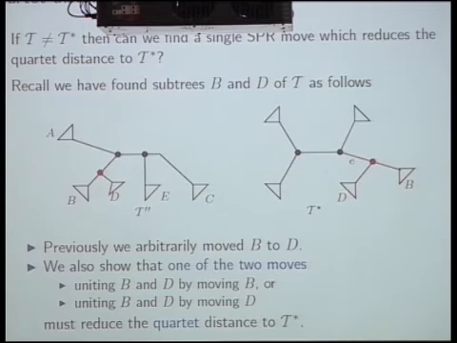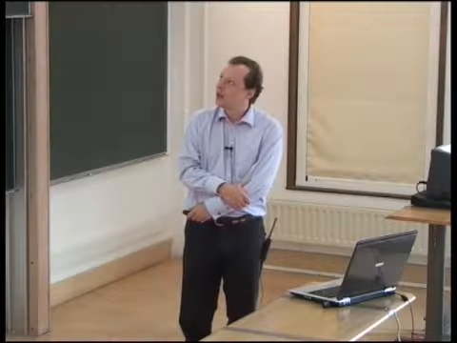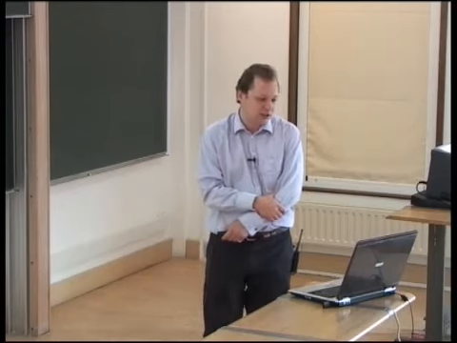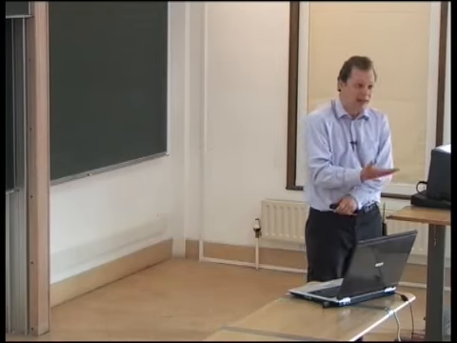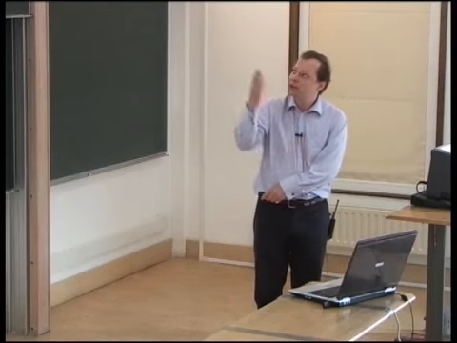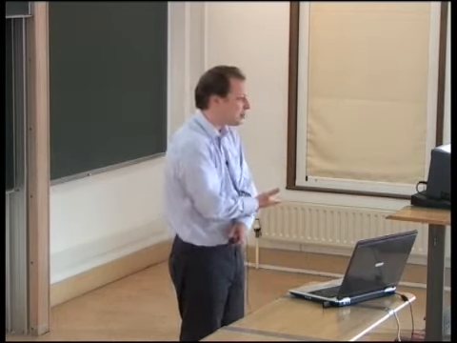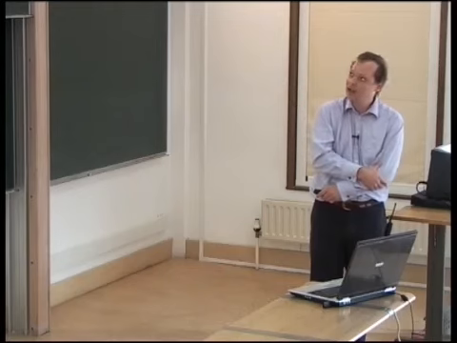So it's nice to have some sort of consistency and justification for the process, but there's plenty of questions remaining. So we already heard that safety radius of a half is the maximum that could be attained by any distance-based reconstruction method. That's Atteson's result. Here we've shown that the safety radius is at least a third, but there's a little bit of a gap there, and there isn't any particular reason at the moment to believe that it should be a third.